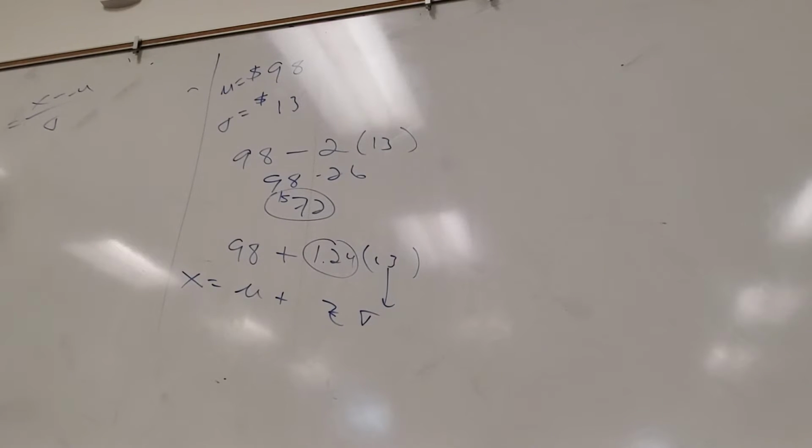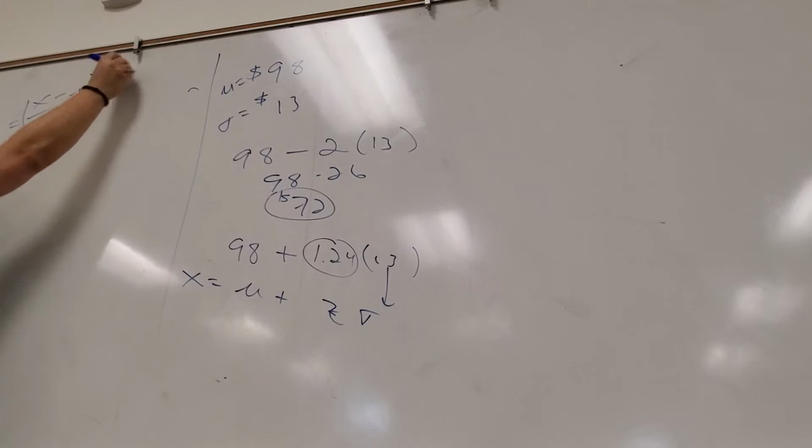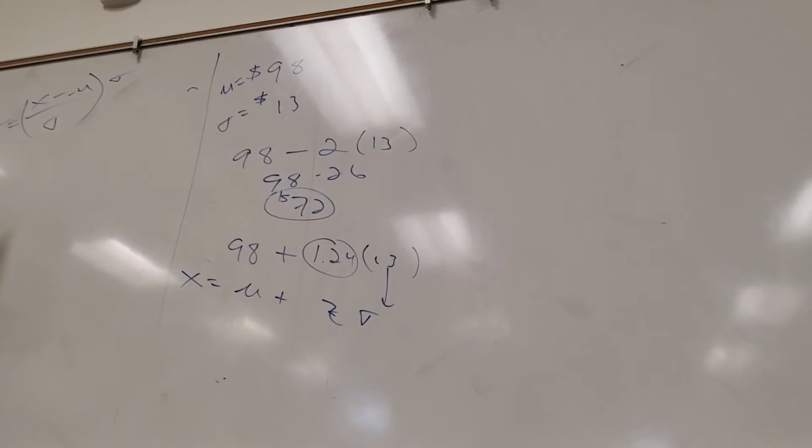What's the worst thing about that as an equation if it was staring you in the face in algebra class? What's the worst thing about that equation? It has a fraction in it. How do I kill a fraction? Multiply by the denominator. So z sigma equals x minus mean. How do I solve for x? Add the mean.